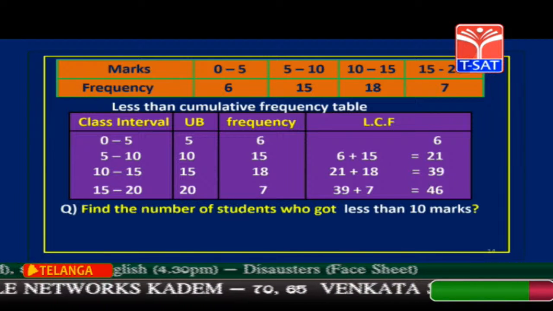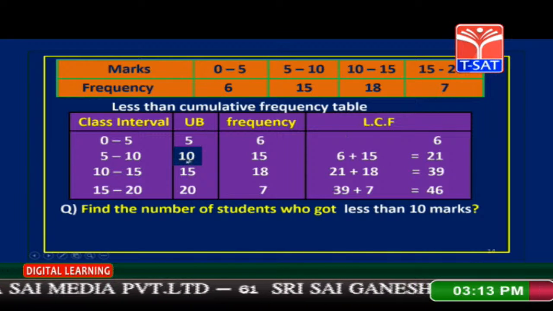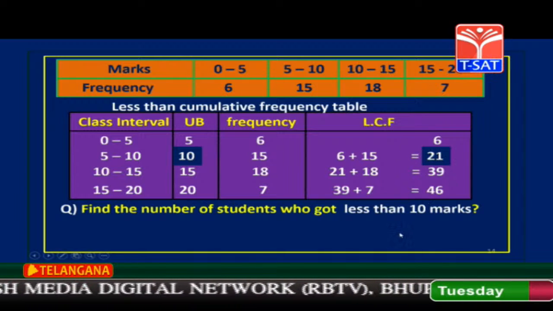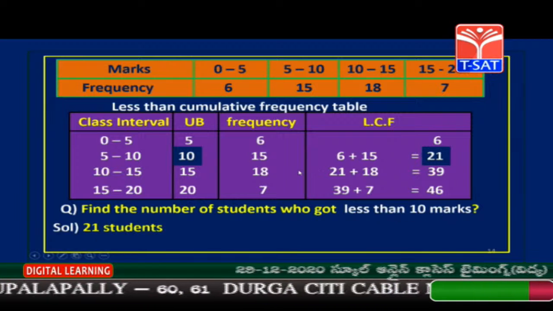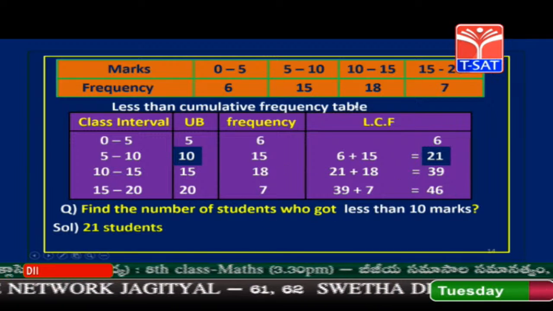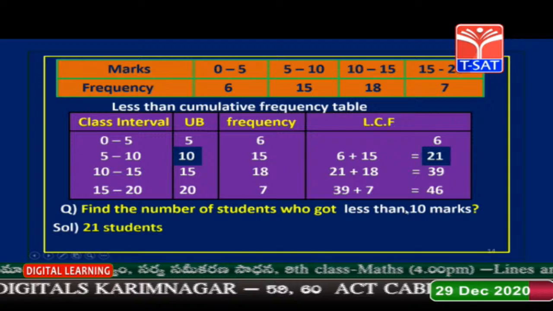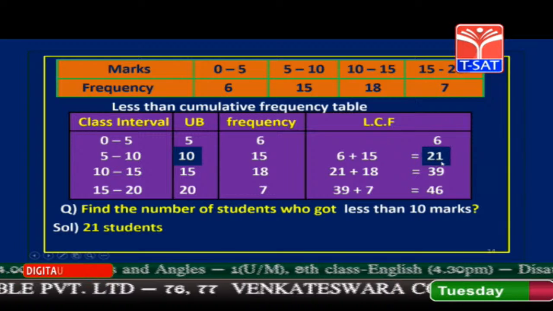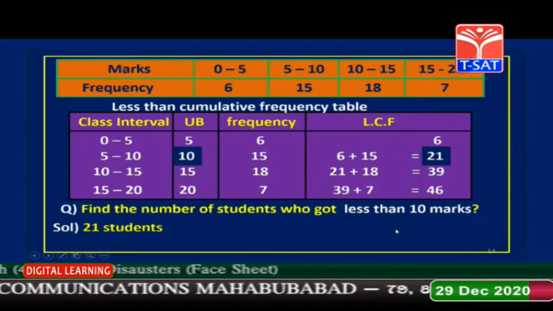Can you find the number of students who got less than 10 marks here, students? Yes, where you are getting upper boundary here? Yes, it is 10. Now can you tell me the LCF of this? Yes, it is 21. So from this what we can understand? Number of students who got less than 10 marks is 21 students. See children, when you want to find something which is less than, then you have to use less than cumulative frequency table. Here what is the question? Find the number of students who got less than 10 marks. So what you have to do, this 10 you have to check in upper boundary and you have to take its corresponding LCF. So what is its corresponding LCF? 21. So 21 students got less than 10 marks.